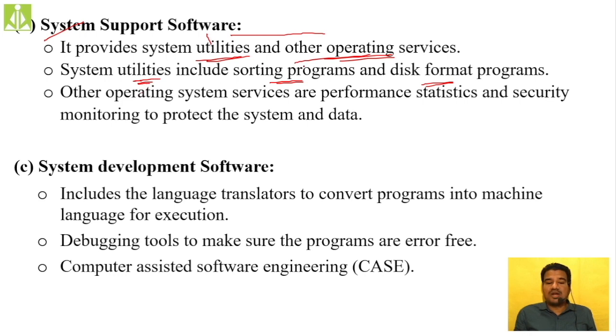And what are other operating system services? Sometimes your operating system will come up with what we call security monitoring software. It will come with a firewall, a default antivirus, a default malware software. All those things we call security monitoring software. So such software, security monitoring software, and performance statistics.